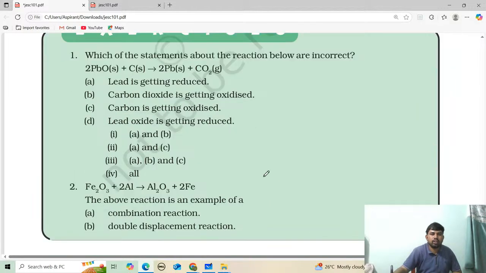So what is the first answer? Which of the following statements about the reactions below are incorrect? They're asking for incorrect, not correct, so underline the word incorrect. Lead is getting reduced, or lead oxide, so that statement is wrong. Carbon dioxide is getting reduced? Carbon is oxidized into carbon dioxide, so this statement is wrong. Carbon is getting oxidized, yes, correct, C becomes CO2. Lead oxide is getting reduced, correct. So the correct statements are C and D. The wrong statements are A and B. This is the right answer.